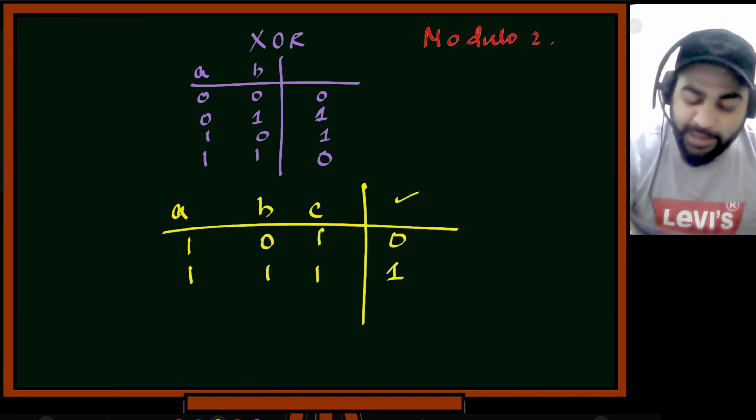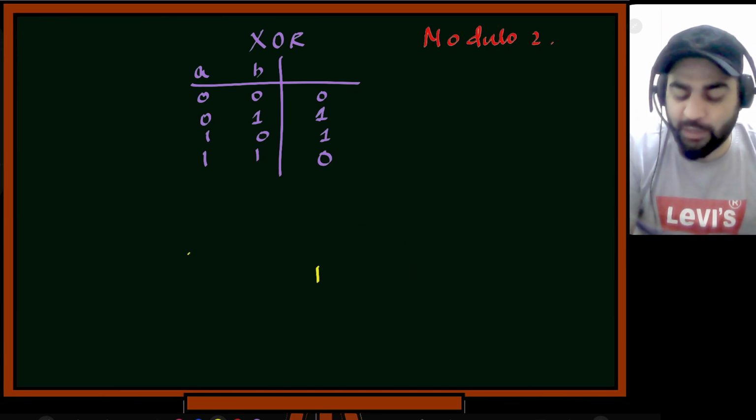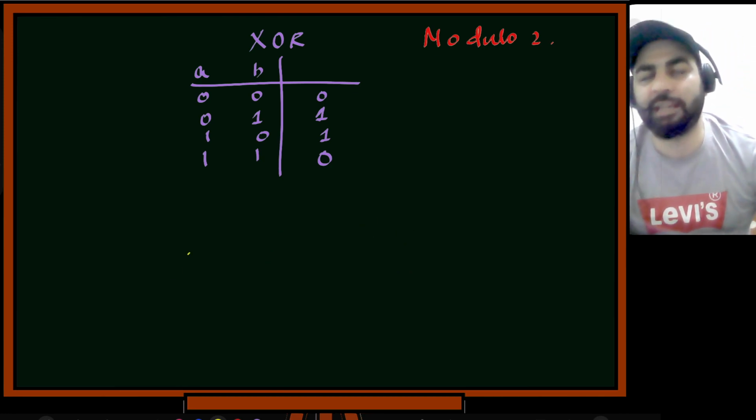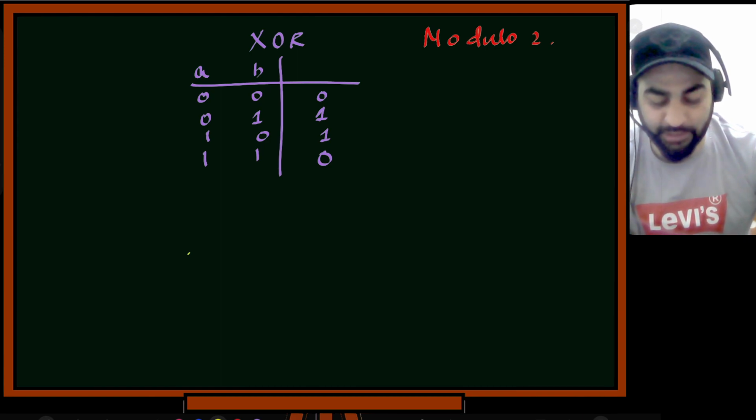Even if you have any n bits, so give me n bits. What you will do is add all these bits and then take the modulo by 2 and you will get the XOR operation. Is the XOR operation clear?